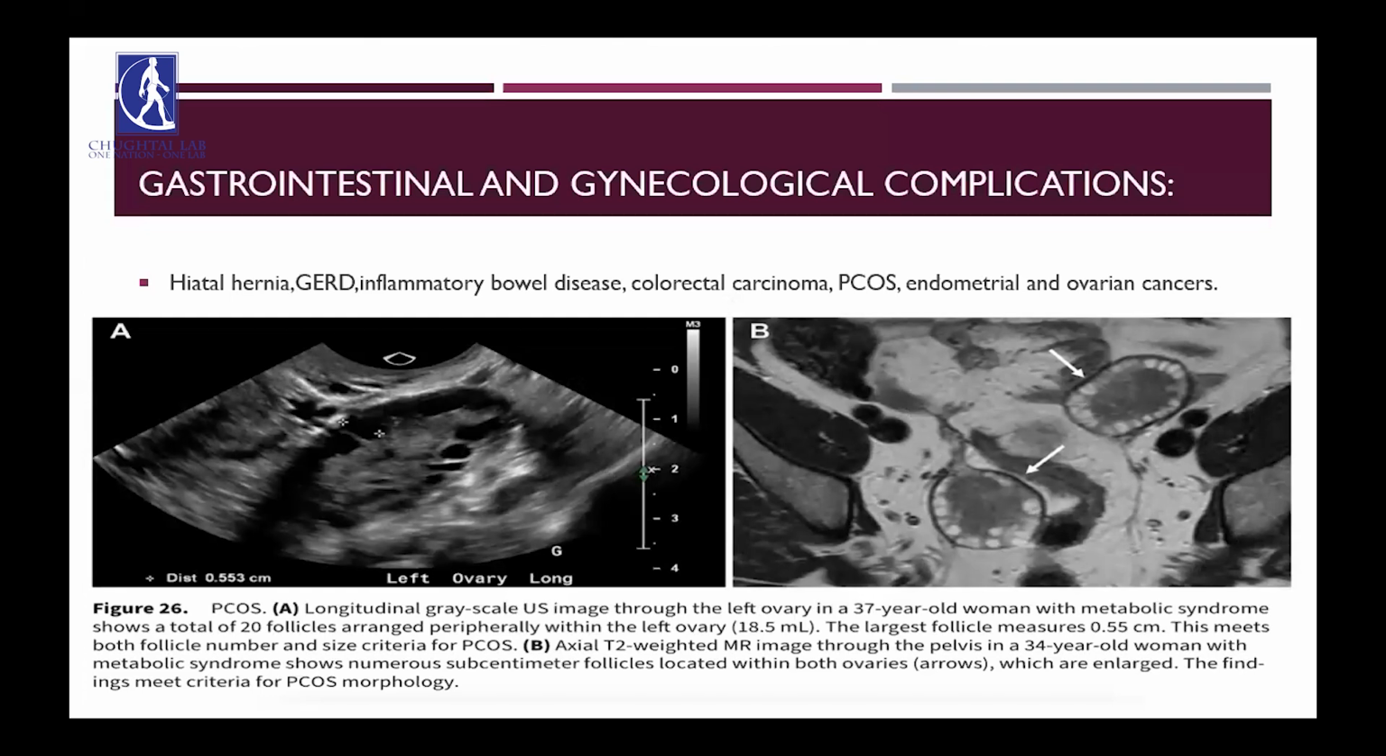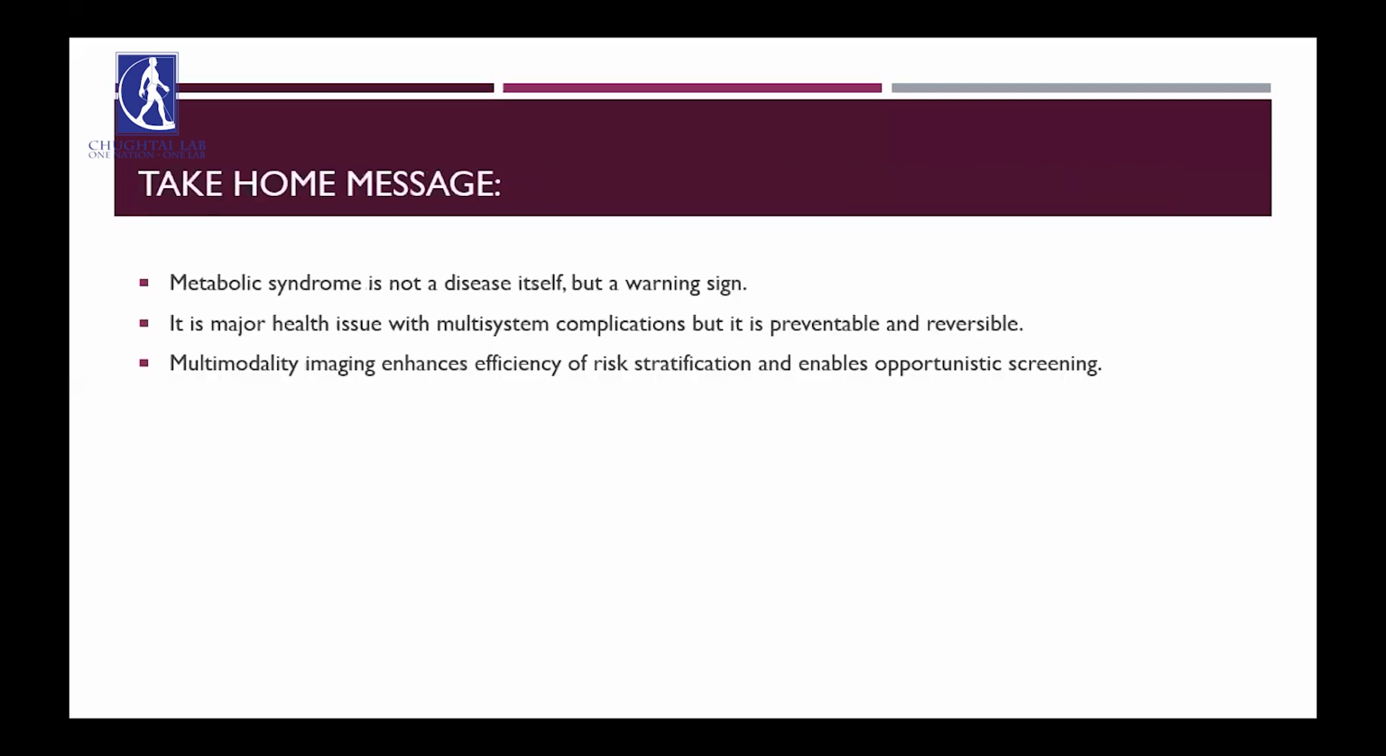So lastly, we have gastrointestinal and gynecological complications, and these are grayscale images of the pelvis showing an ovary with multiple peripheral follicles, and you can also see that the volume of the ovaries is greater than 10. This is the ovary, and you can see the peripherally arranged follicles in the ovary. Similarly, on the MRI images, you can see both ovaries and the peripherally arranged follicles. So these findings meet the criteria of PCOS, polycystic ovarian syndrome morphology.